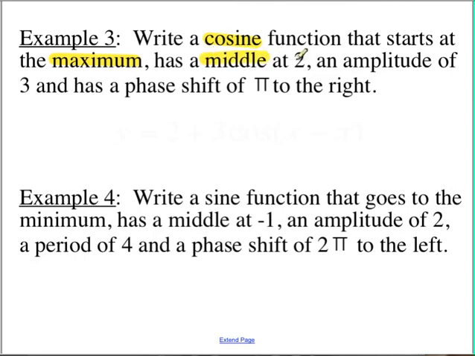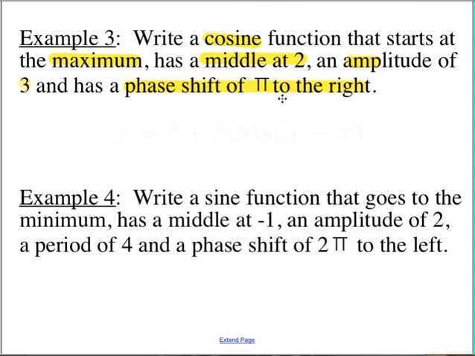The next thing I'm going to highlight is the middle is at 2, the amplitude is at 3, and then I have a phase shift of pi, and that's to the right. So in this case, I'm going to have a positive cosine. My middle is at 2, so that means it's going to be a plus 2. Amplitude is 3, and a phase shift of pi to the right.